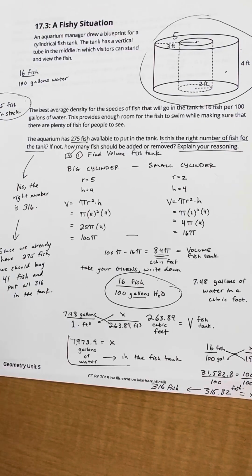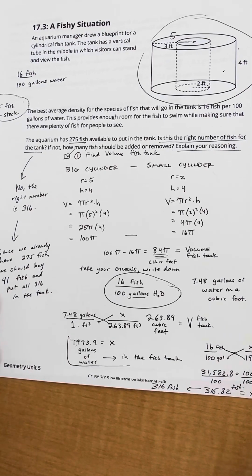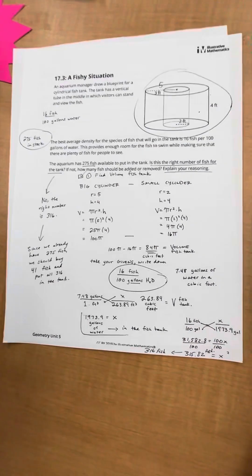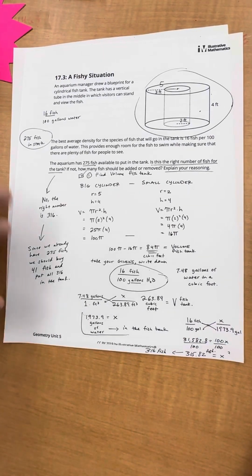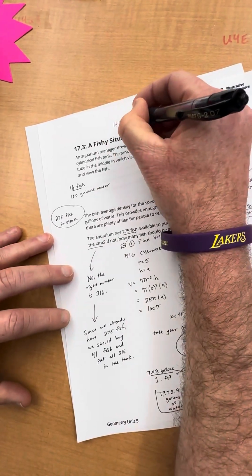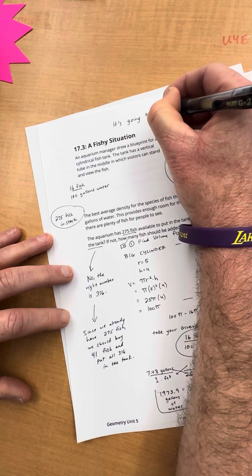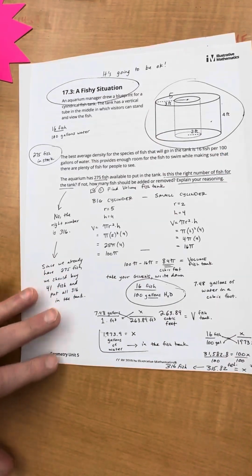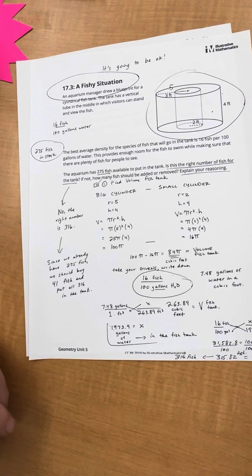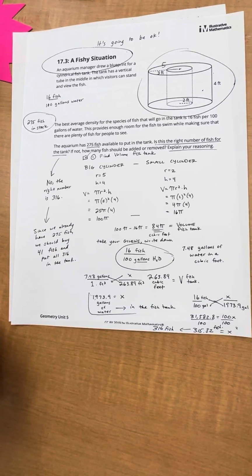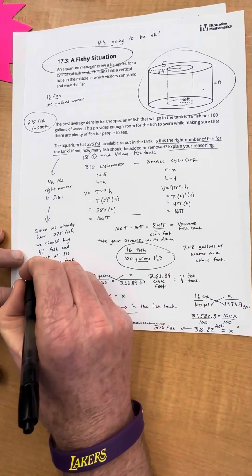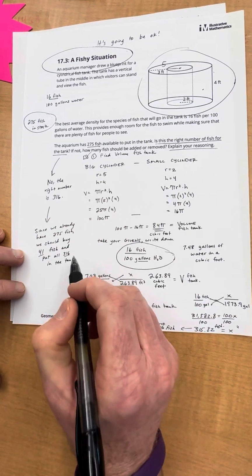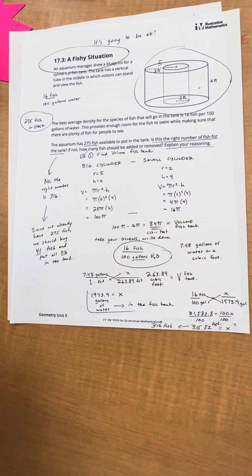Oh my, what a problem. Again, if you do not understand this, it's going to be okay. But this is one of the hardest problems you'll ever see in the illustrative math high school geometry curriculum. But you need to get 41 more fish and then put all 316 in this tank. All right, have a good one.